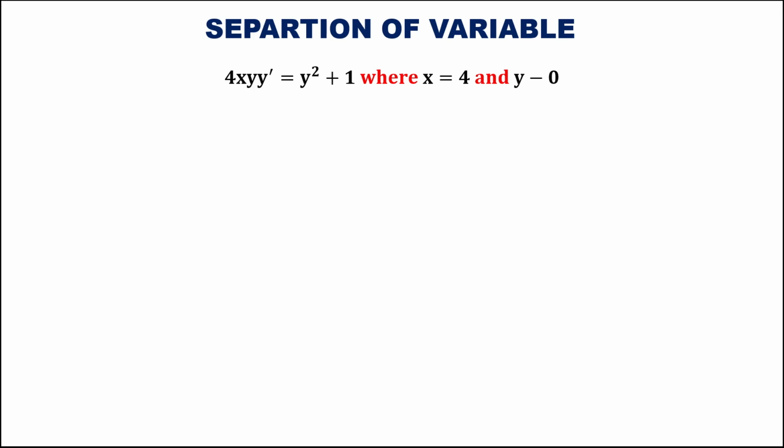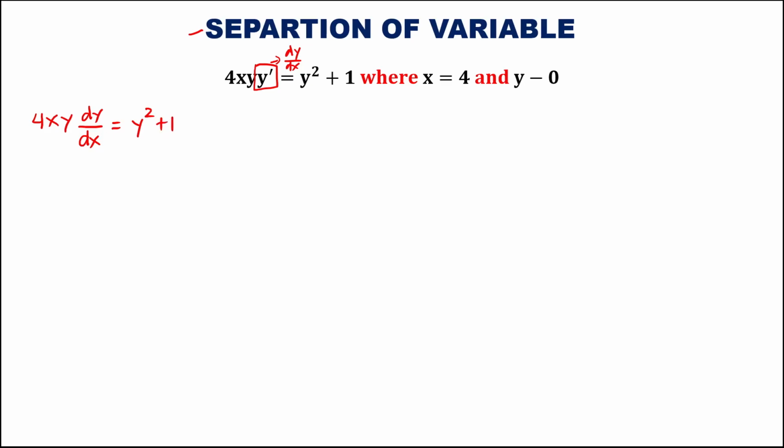So for this problem, we need to find the differential equation using the separation of variables, then from this, find the particular solution. So first, we need to rewrite this y prime as dy over dx. So this becomes 4x, then y, then times dy over dx, then equals y squared plus 1.